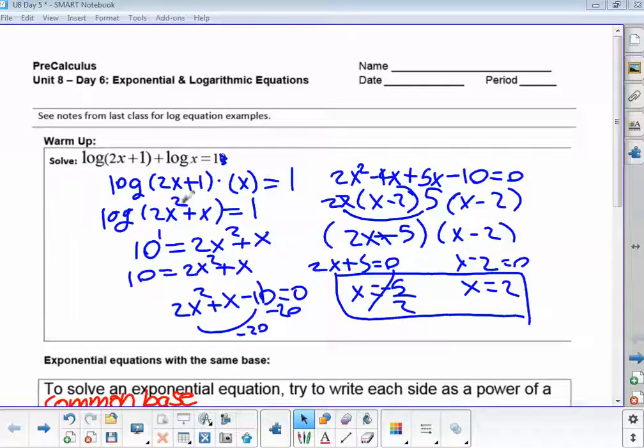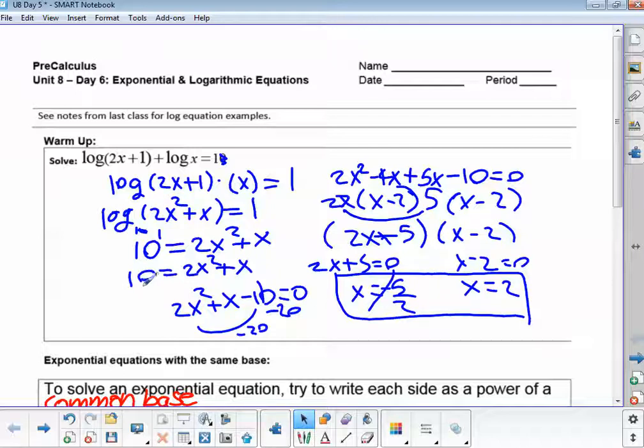Okay, so in the warm-up problem, a student shared their work, and they started by applying the product property, which says that if you have the sum of two logs, you can rewrite it as the log of their product. And then the student multiplied the x times each term here, and then rewrote it as an exponential. So remember that the base of the common log, if it doesn't say the base, that would be base 10. So then to rewrite it as an exponential, it's 10 to the 1 equals 2x squared plus x.